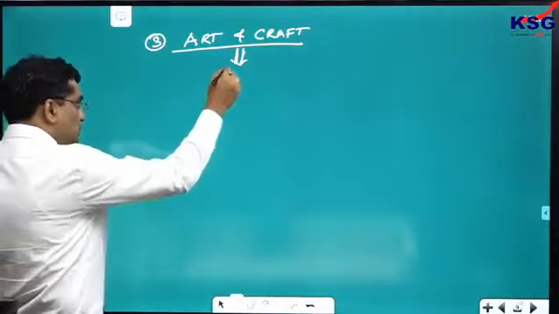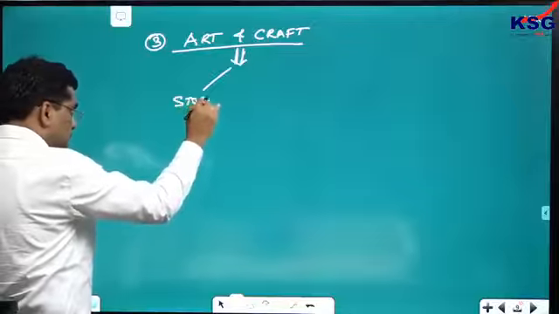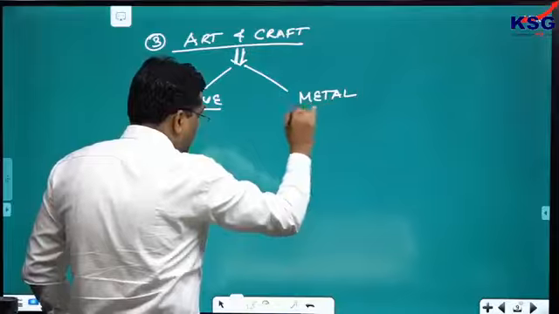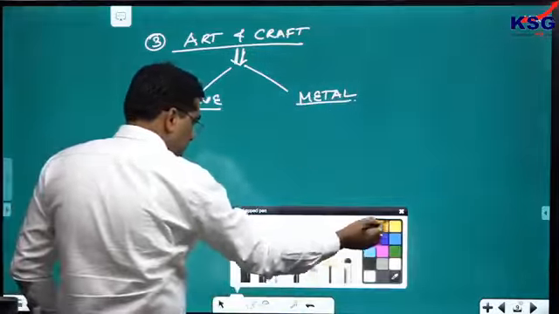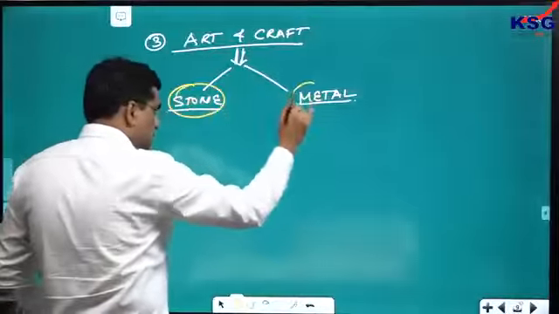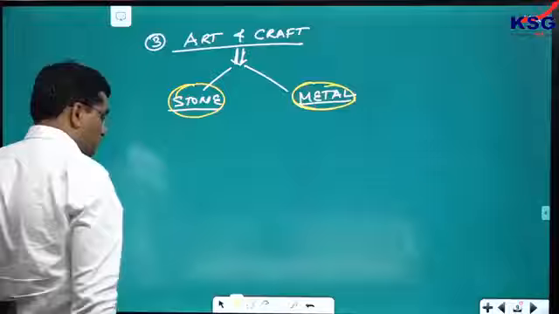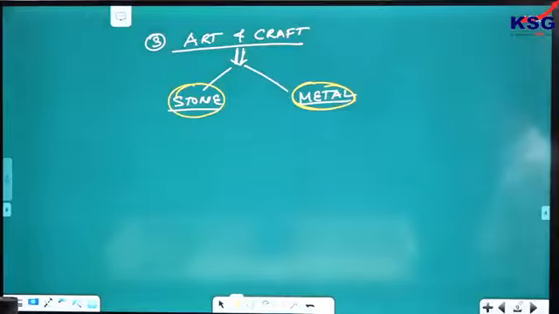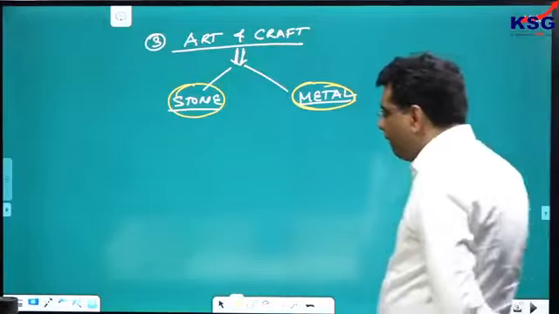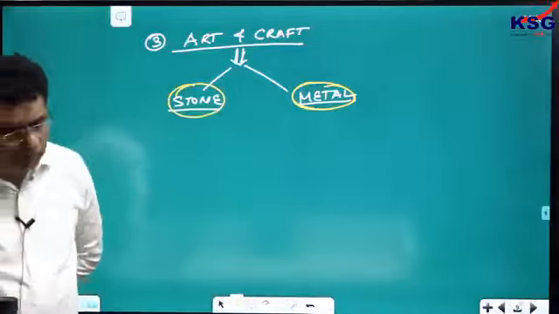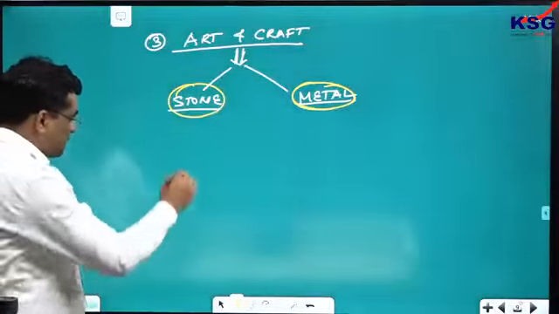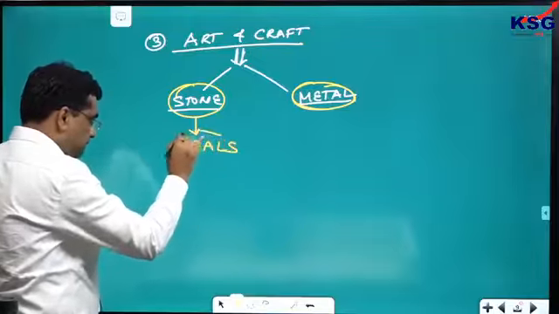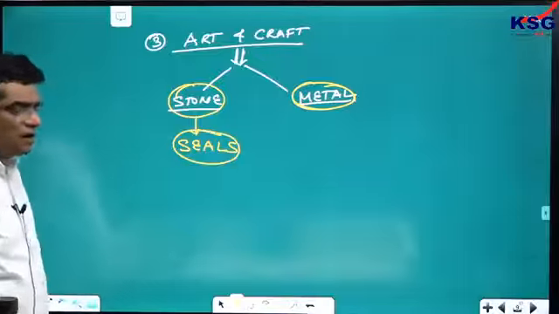They practiced stonecraft and metalcraft. They also made beautiful seals.